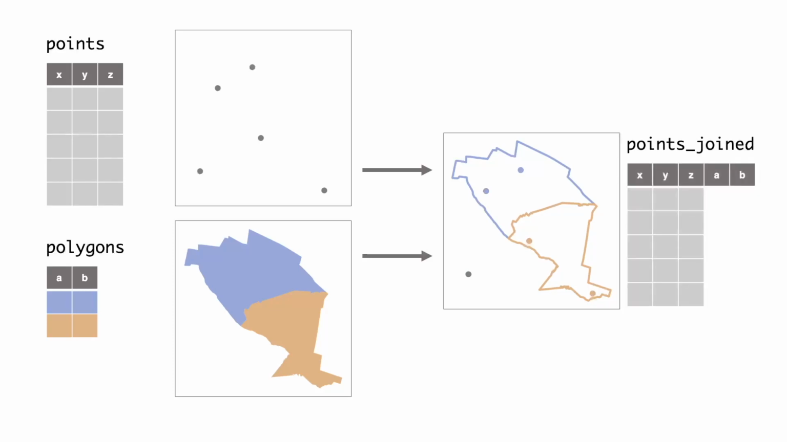So you can see that the resulting dataset contains all the data from the first dataset and all the columns from the second dataset. The first two rows of those columns have values that come from the first polygon, since those two points both fall inside that polygon. The next two rows of the A and B columns have values that come from the second polygon. The final row has missing values for the two columns that come from the polygons dataset, because the point corresponding to that row falls outside all of the polygons.